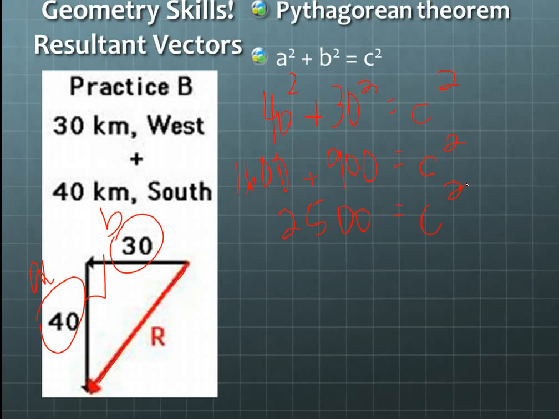Okay, so we've got to square root this, you guys. So square root of 2500 is 50. So c is 50. And that's kilometers. That's 50. And our direction is southwest. And we can do southwest like that.